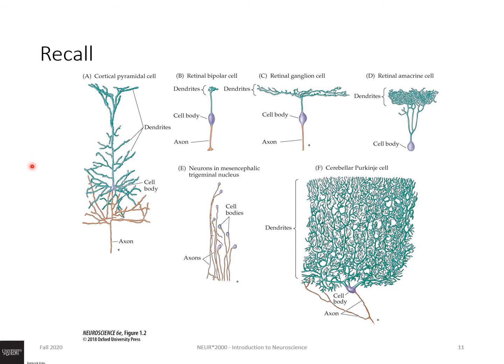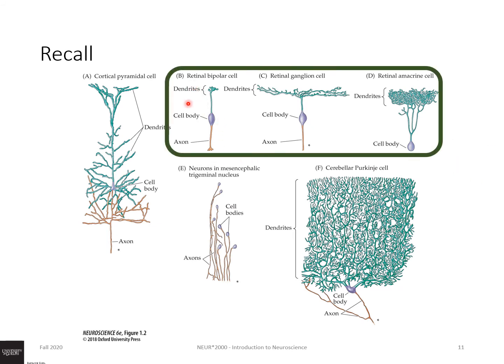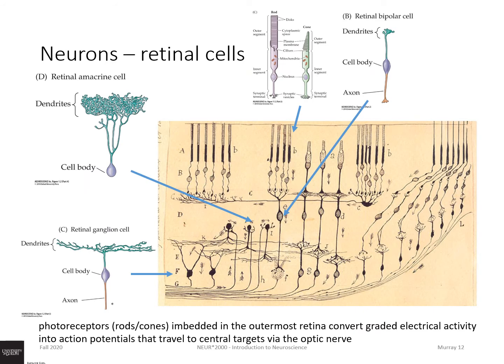So if you recall from one of the earliest lectures, there are different types of neurons within the retina that are highly specialized, including the retinal bipolar cell, the ganglion cell, and the amacrine cell. There are also photoreceptors and horizontal cells, and we'll talk about those in detail in just a minute.